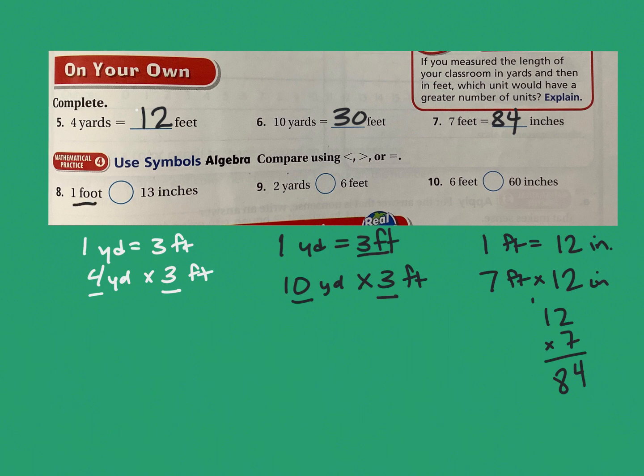Which is bigger, 1 foot or 13 inches? Well, 1 foot is 12 inches, so 13 inches is bigger.